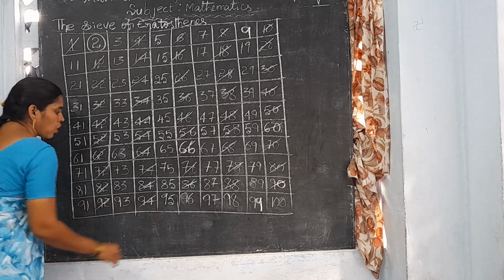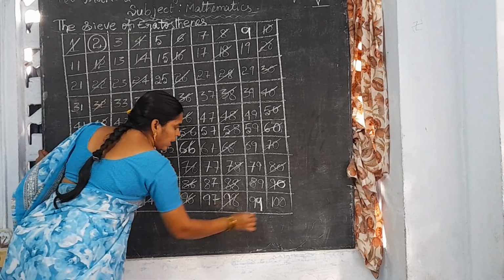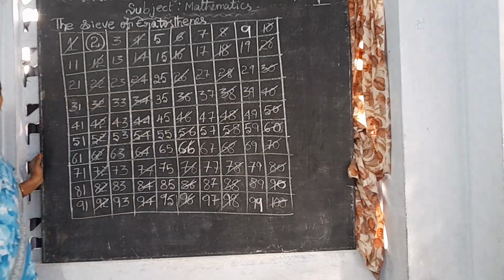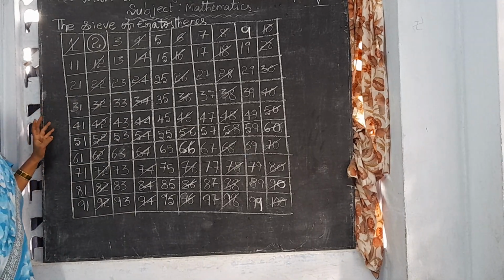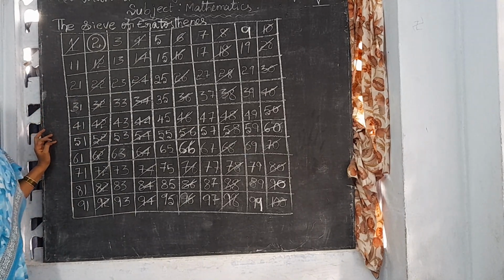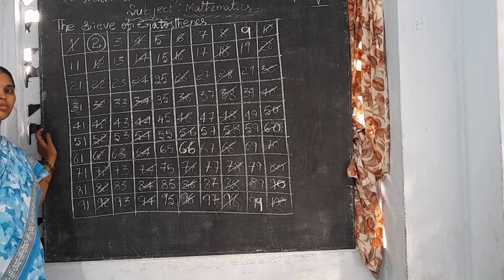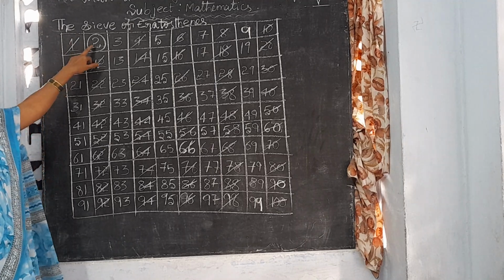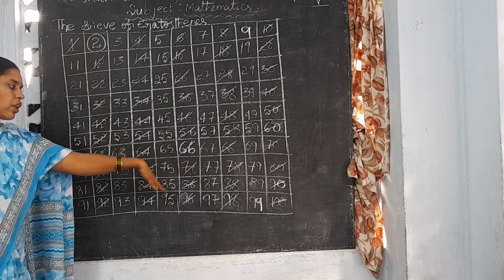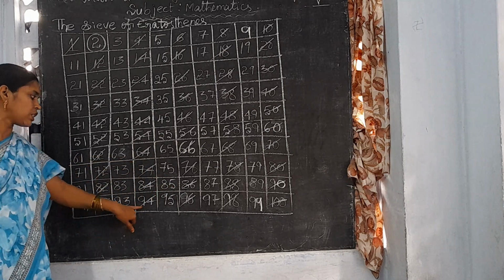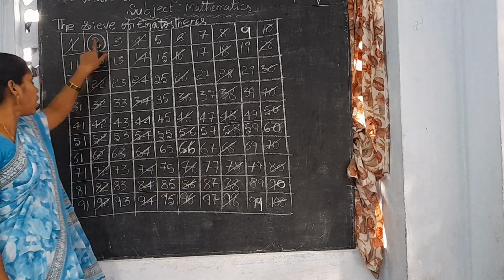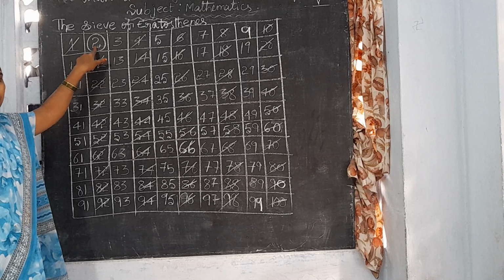2, 4, 6, 8, 0. These are all divisible by 2. Now see, divisibility of 2. I cancel all the divisibility. These numbers are divisible by 2. So only 2 is an even prime number.